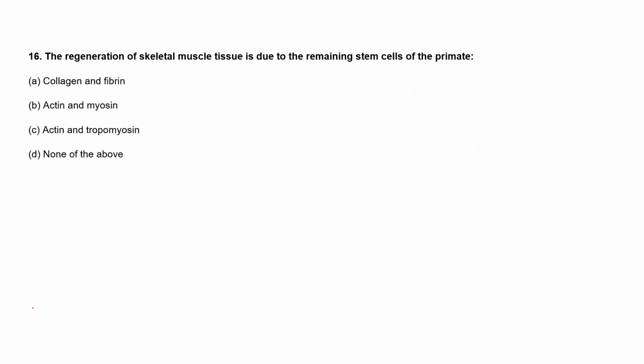So moving to the next question: the regeneration of the skeletal muscle tissue is due to the remaining stem cells of the primates. Option A is collagen and fibrin, option B is actin and myosin, option C is actin and tropomyosin, and option D is none of the above.